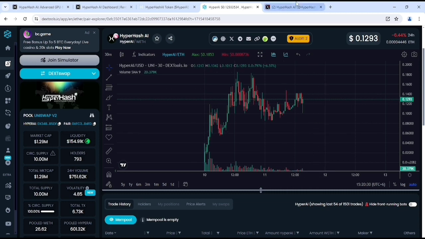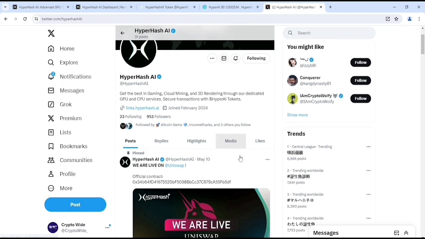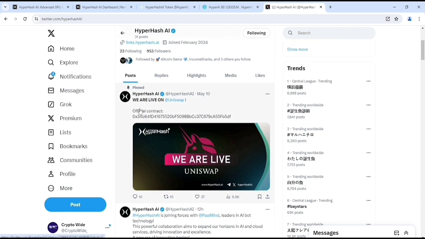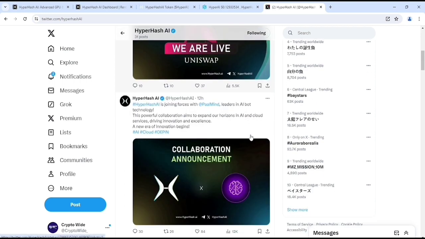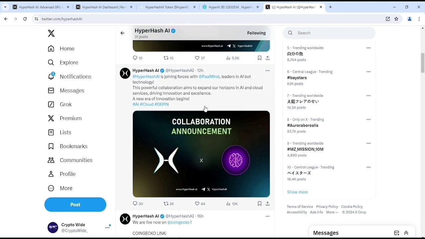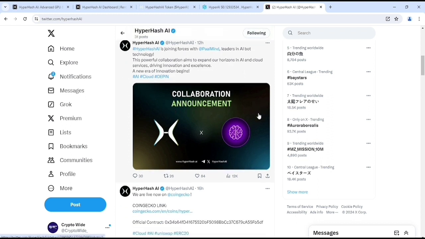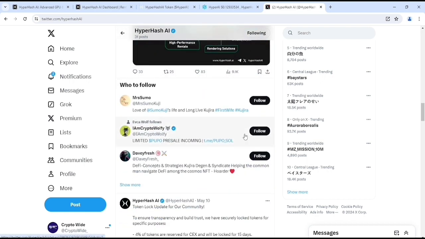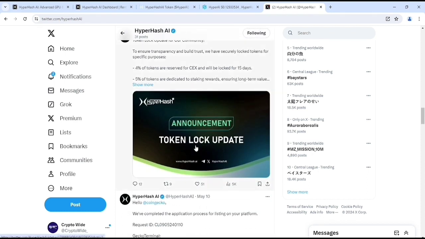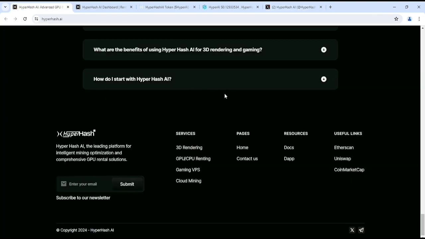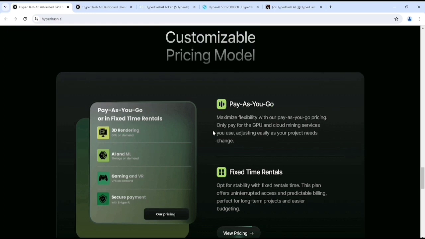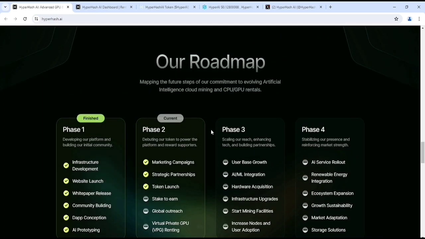If you look at their Twitter profile, here we can see the team is very active, with followers below 1,000. And as I said, yesterday they just went live on Uniswap. Today, as we can see, they are partnered with industry leaders, and here you can see collaboration announcements. So obviously you can say they are doing well in marketing, and they are working according to their roadmap, which is a great sign for an amazing project. I'm really bullish on this project because this is an AI crypto project and they have some amazing opportunities, which are literally huge. So that's it about HyperHash AI.